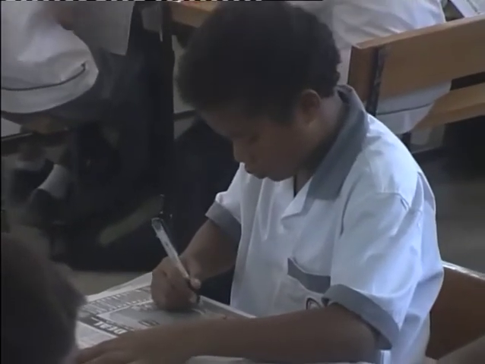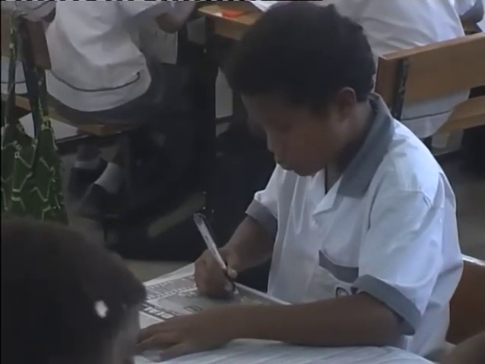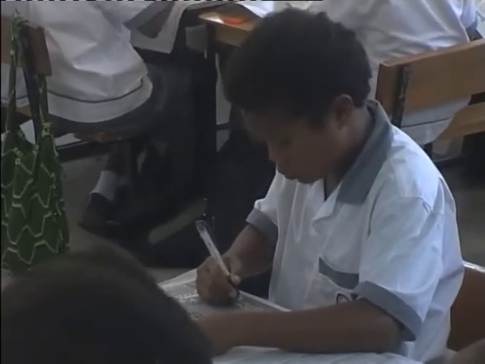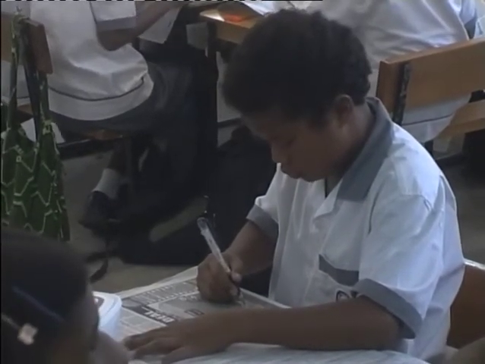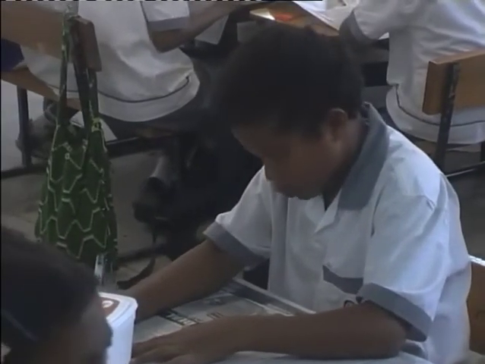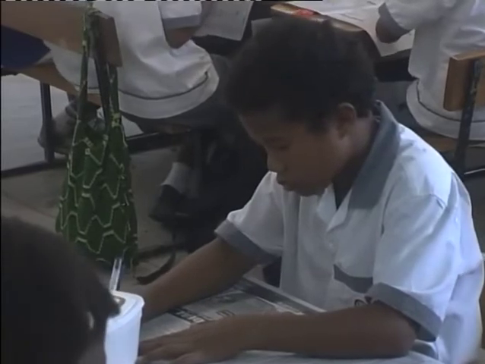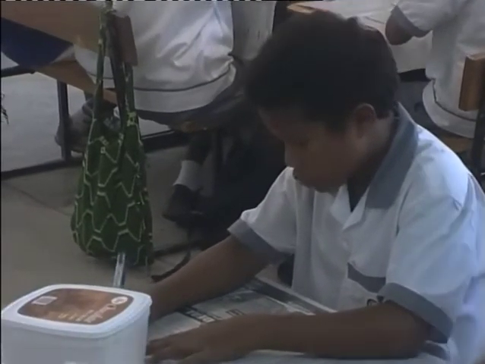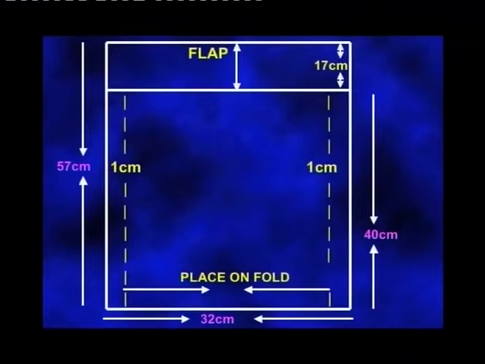Okay, who has done the first one? Okay, your measurements are already there. Good. And then what you do, you rule lines. And then make sure you have the words like place on fold written. Those dotted lines must also be indicated on your paper. Okay? You okay, Doveri? You all okay? Make sure whatever is on that pattern is also on your pattern.